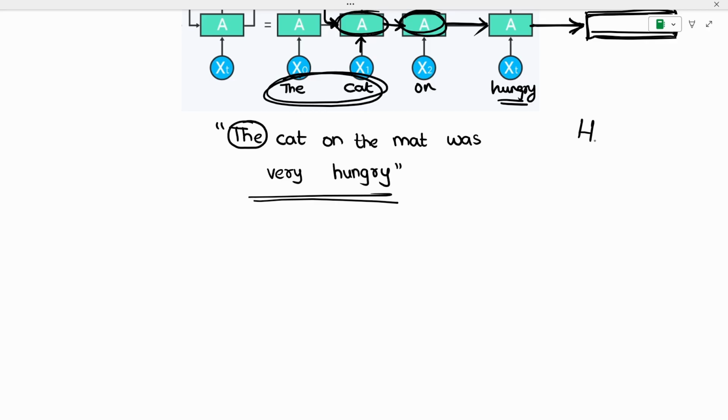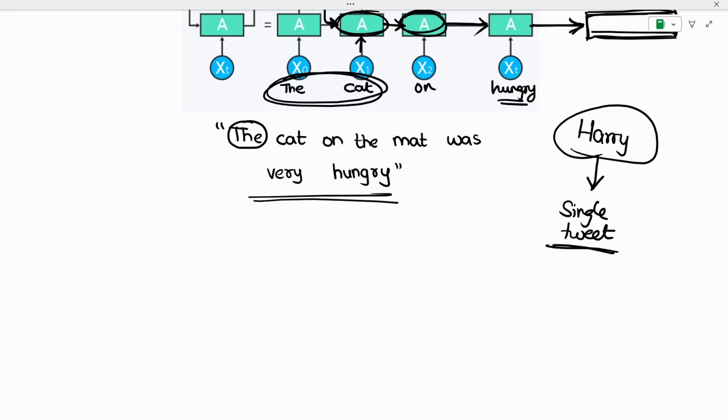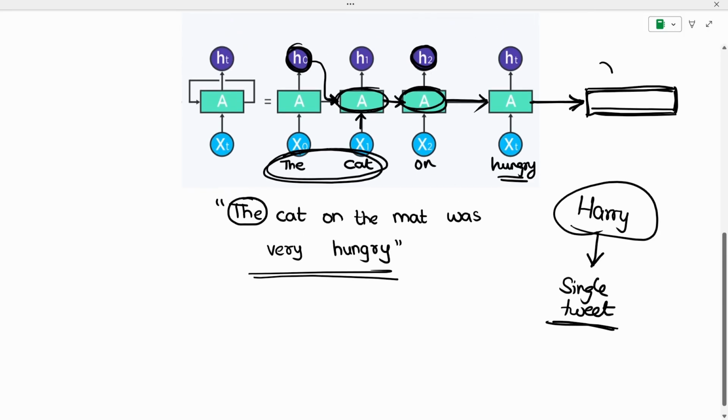Let's say you have the Harry Potter books. If you're trying to compress all of the Harry Potter books into a single tweet, you'll definitely lose some information, right? And this gets exponentially worse when we try to do it with longer and longer sentences. Imagine you're translating a whole paragraph or a whole document. By the end, the RNN will have almost no memory. Whenever you reach the last word, it will have almost no memory of the beginning word.